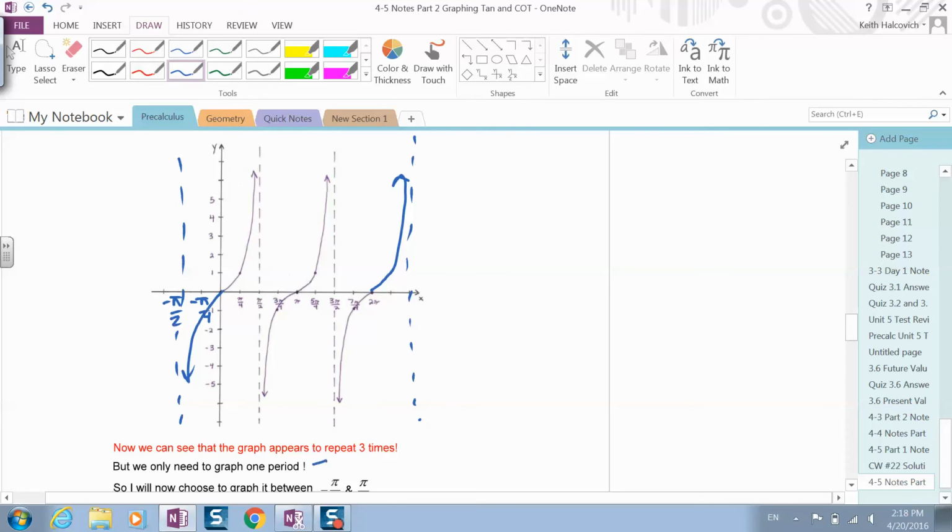But remember, we're only graphing one period, and if you notice here, if I go from negative pi over 2 to pi over 2, that's one period, and then notice it repeats itself from pi over 2 to 3 pi over 2, and then from 3 pi over 2 to out here, which would be approximately 9 pi over 4, actually, sorry, it would be 5 pi over 2, because it'd be 10 over 4.